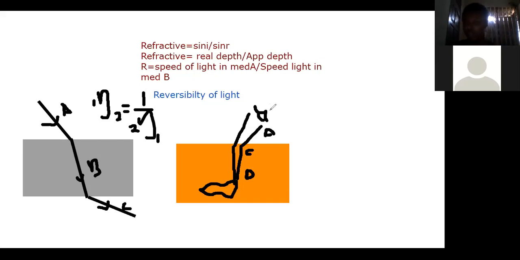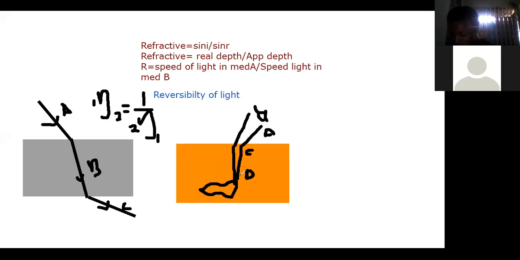So if the observer is seeing the light through this angle to this point, then that means if the fish also wants to see the observer, the fish will also see through the return journey, the same path but in the opposite direction. So the fish will use this angle and get refracted here. Here too, it will use this and get refracted in the distance. So basically it's the same thing. And so that is it.